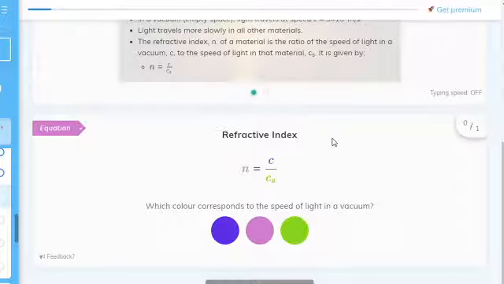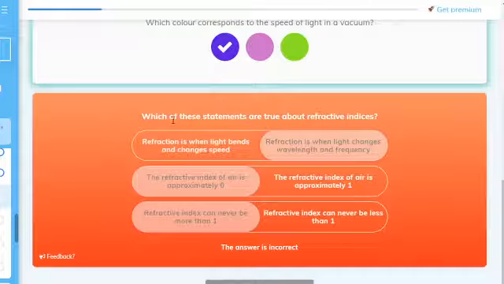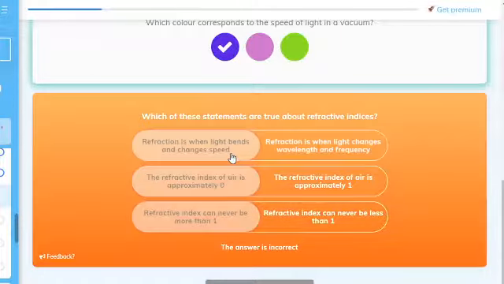So refractive index, what letter corresponds to the speed of light in a vacuum? That is c, and c subscript s is the one in different materials. Which of these statements about refractive indexes is true? Refraction is when light bends and changes speed.